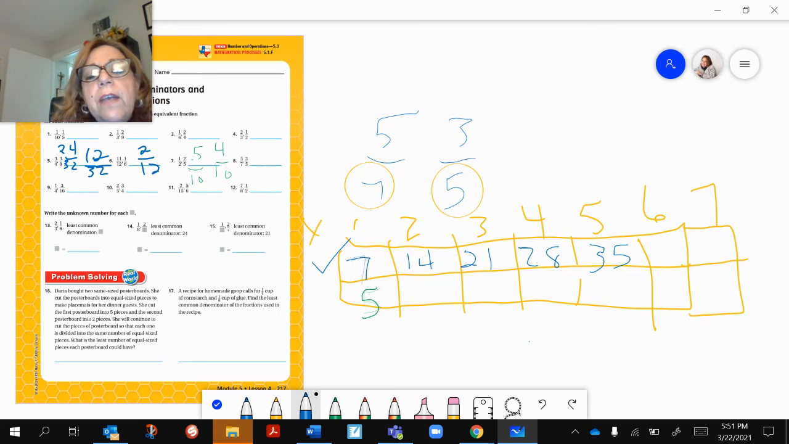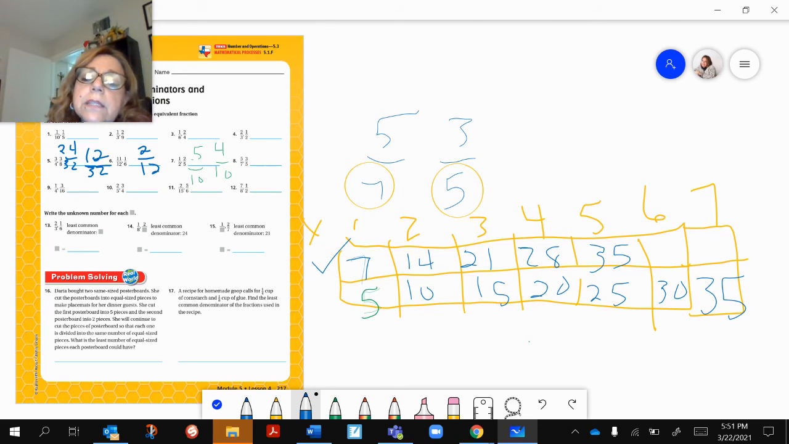1 times 5 is 5. 2 times 5 is 10. 3 times 5 is 15. 4 times 5 equals 20. 5 times 5 equals 25. 6 times 5 equals 30. 7 times 5 equals 35. Do I find a number that's the same in each row, the top and the bottom? Yes, I do, and that number is 35. Very good. So now, oops, that is not what I wanted.